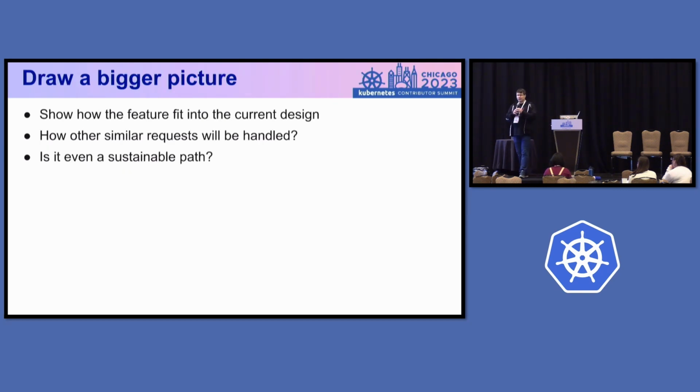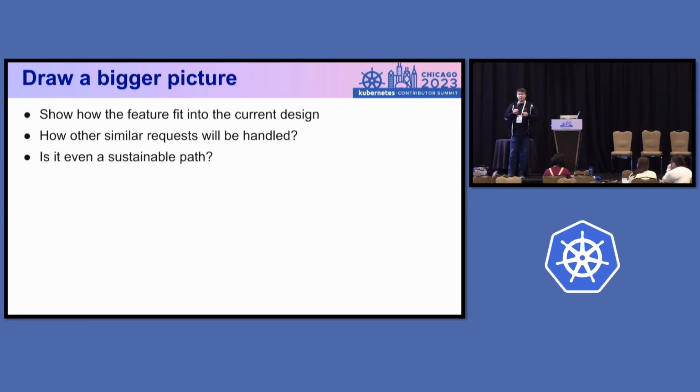Then draw a bigger picture. This is what we struggled a lot with in Sidecar's KEP, because Sidecar changed the lifecycle of pod a little bit. And when you change the lifecycle of pod, people naturally come with more scenarios beyond sidecars. So some sort of ordering, some sort of dependency between containers, some sort of orchestration inside the orchestrator. So, yeah, it's complicated.